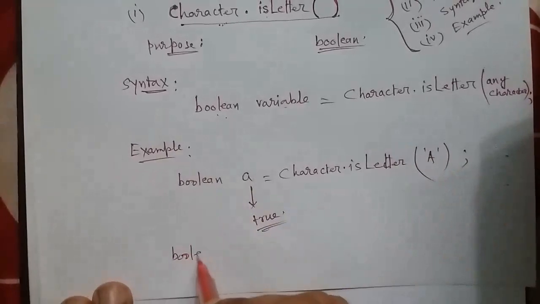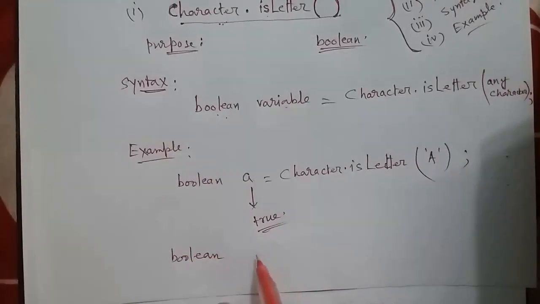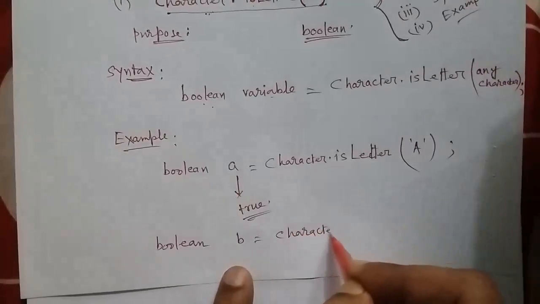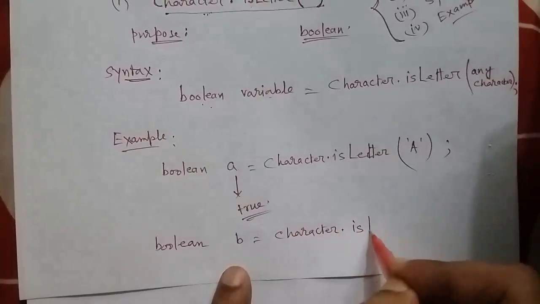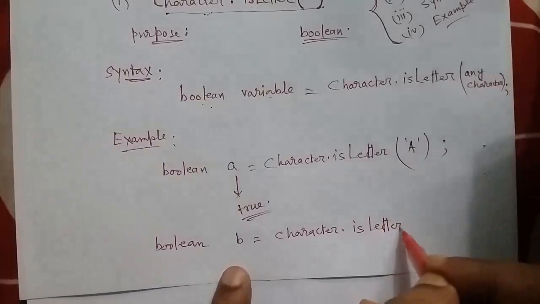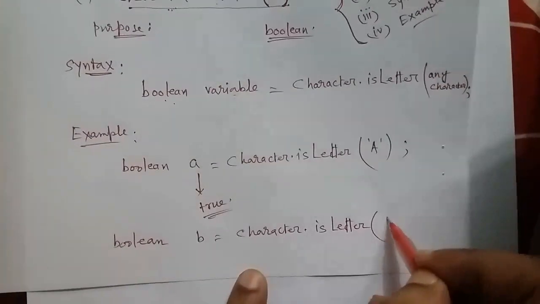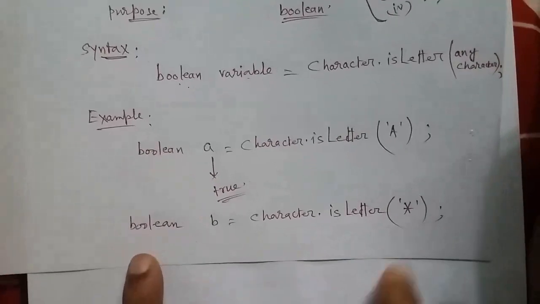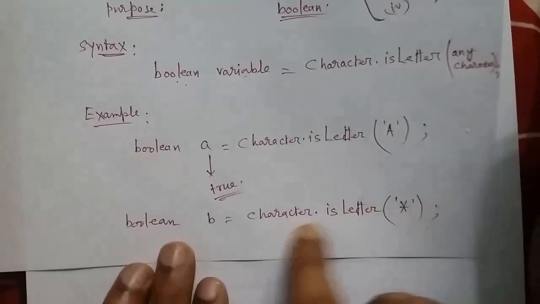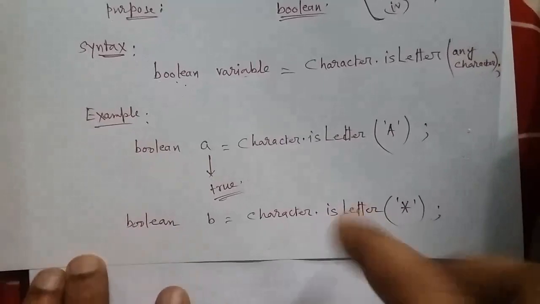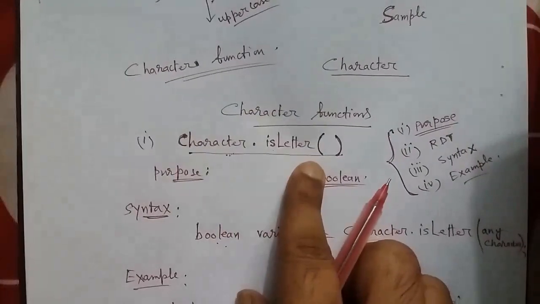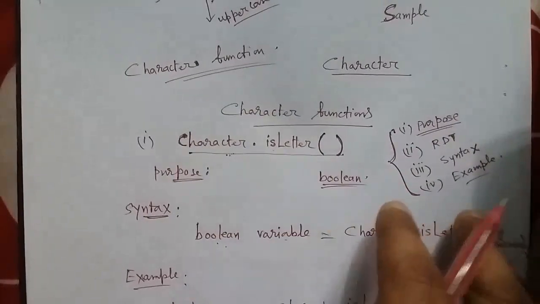Similarly, if I write Boolean b equals to Character.isLetter, then suppose star asterisk, then what will happen? Obviously star is not a letter, that's why Character.isLetter will return false, and it will be stored in variable b. So in this way the Character.isLetter method works.